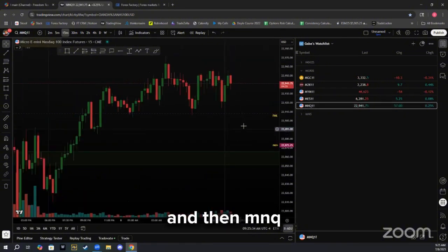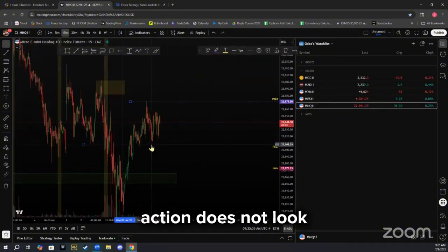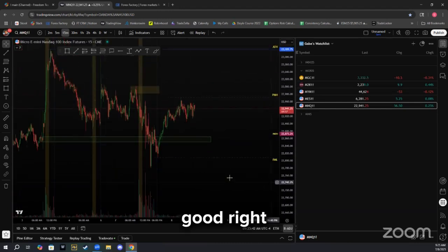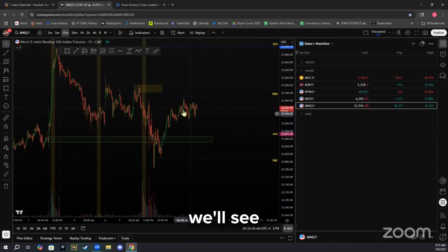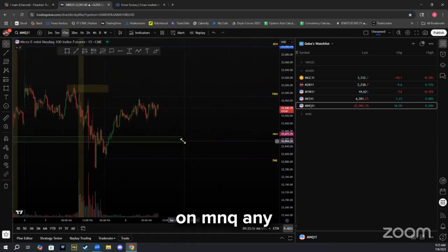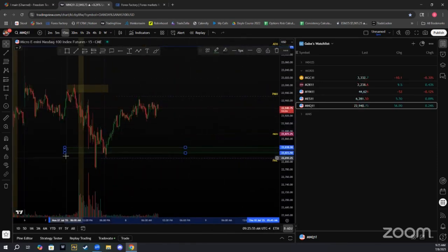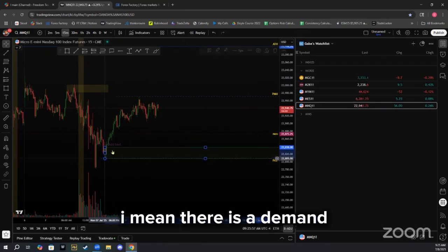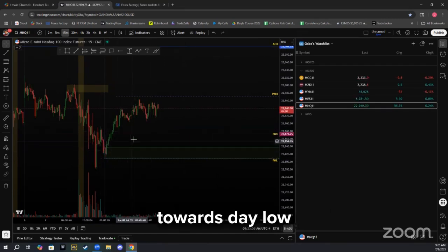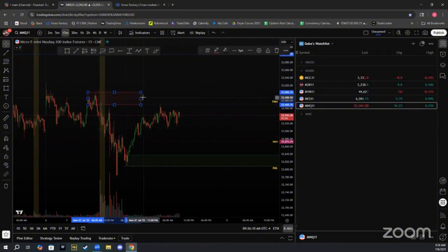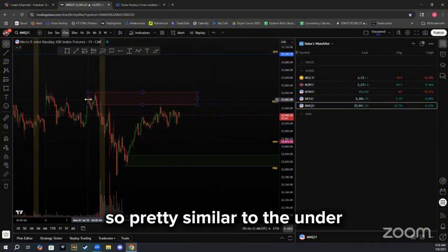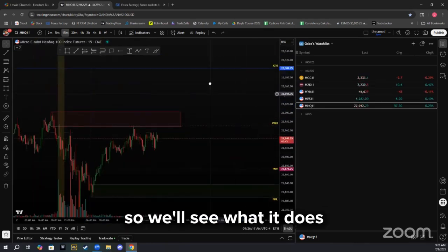And then M and Q. Yeah, so this price action does not look good, right? Like back and forth. So we'll see, because I don't really see on M and Q any fresh supply or demand. I mean, there is a demand sitting more down here towards day low. Supplies, and we did come off the supply, so pretty similar to the other indices. So we'll see what it does.